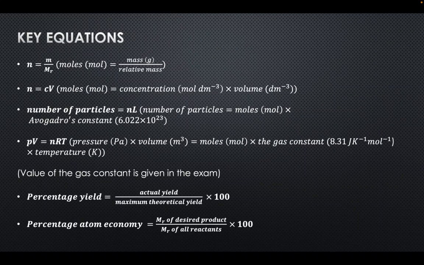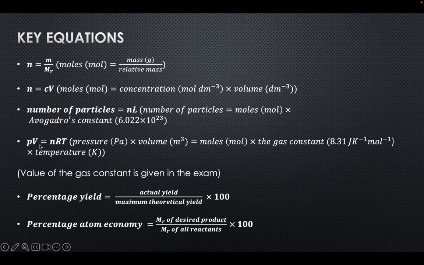So you need to know about the following key equations for this topic, which is going to be moles equals mass over Mr, with the mass in grams. Just know that it says Mr there, but that could equally be Ar if we're working out the number of moles of an element. We also have n equals cV, moles equals concentration times volume. Your concentration is in moles per dm cubed, and your volume is in dm cubed. Number of particles, which is moles times Avogadro's constant, so nL.